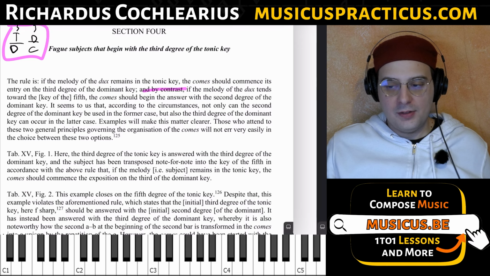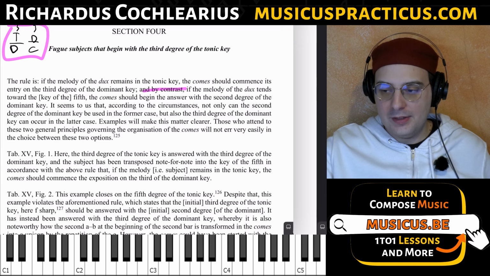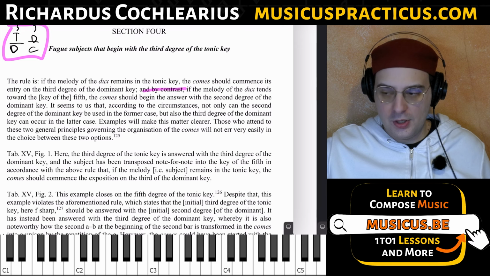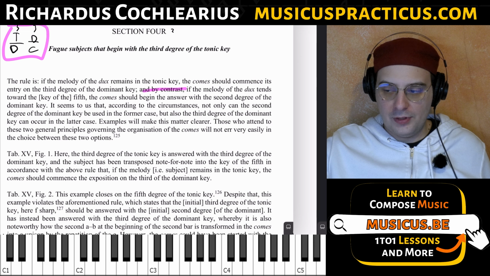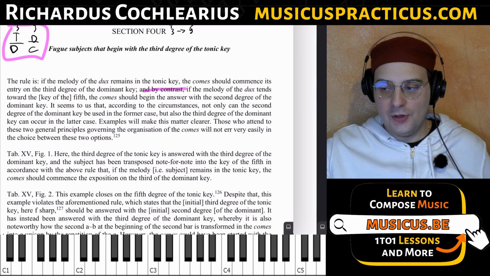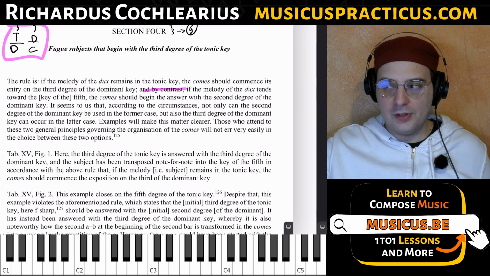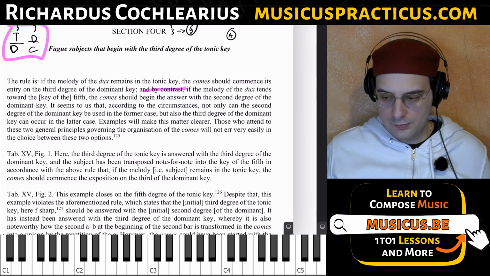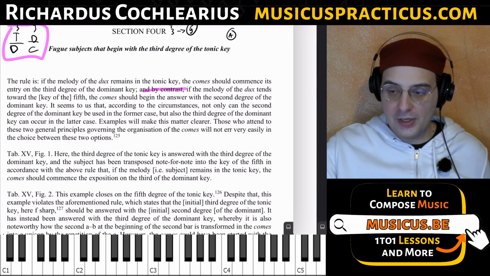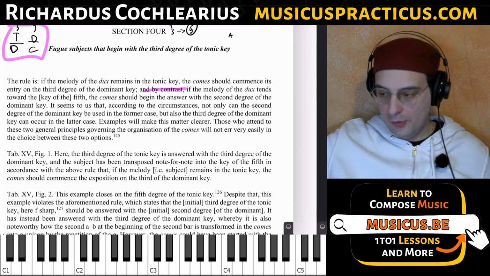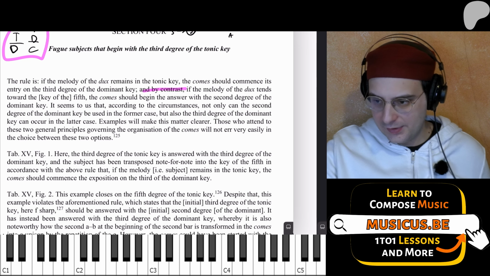So, starting, for example, in C major, we have the subject, which starts with the third degree of the tonic, and then it moves toward the key of G. Now we have to start with the second degree, which is A, the second degree of the dominant. Then we'll see with examples.